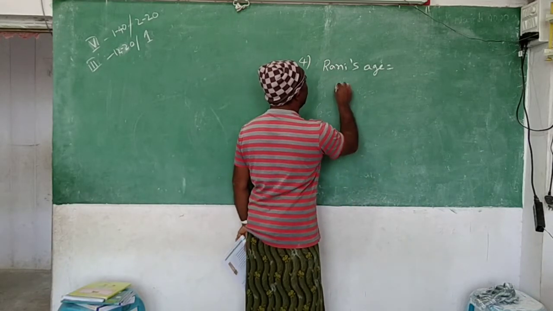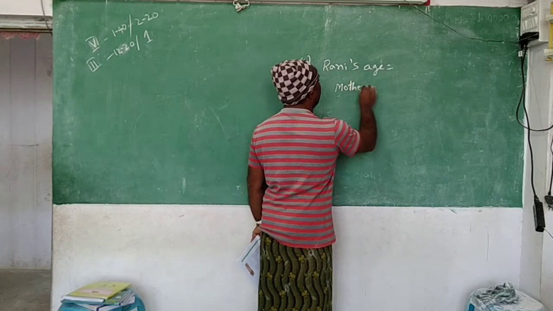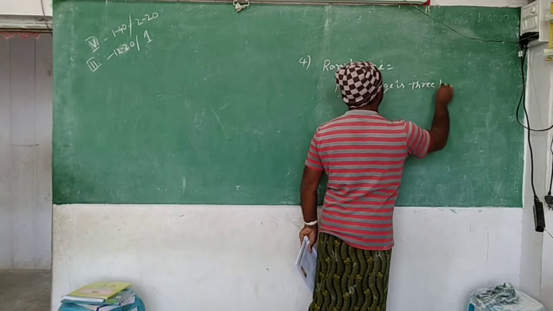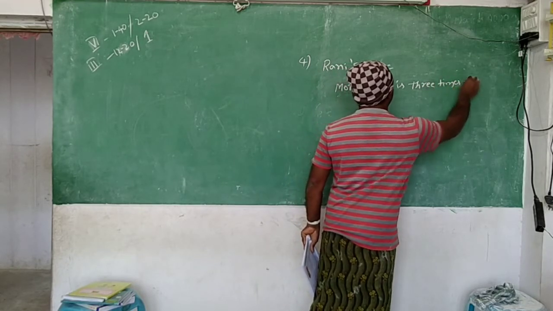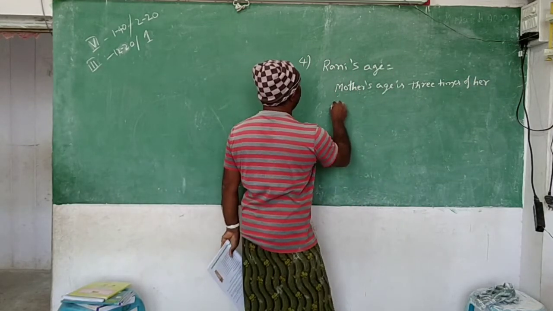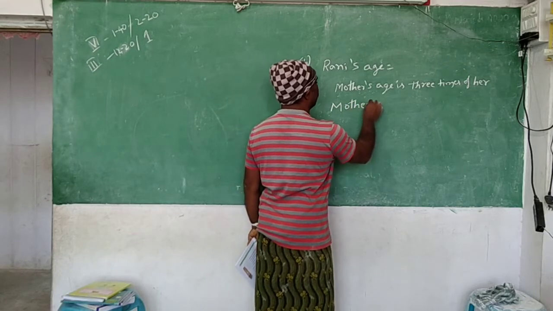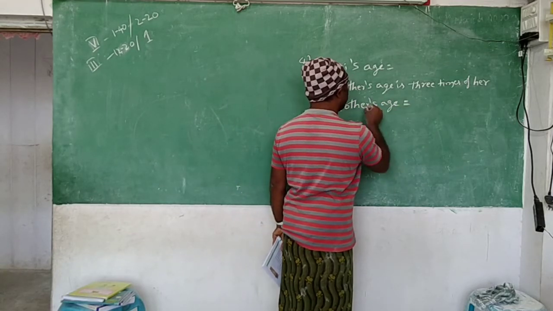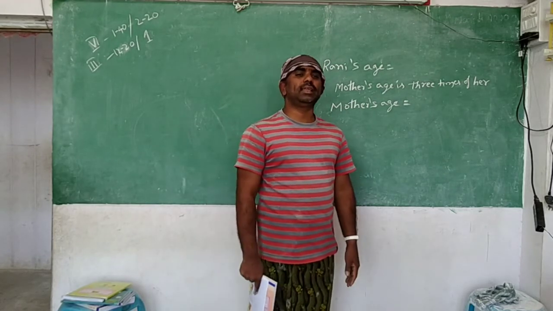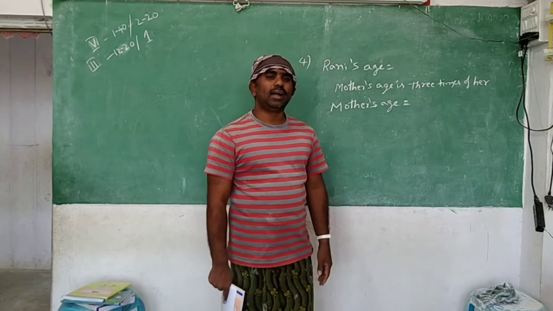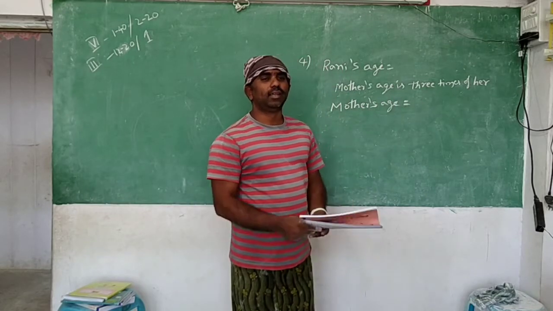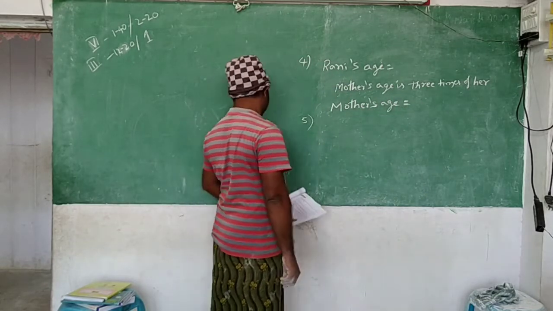After that, what do I write here? Mother's age is 3 times of her. So now what are you going to find? Mother's age. Means what should we do? What are the numbers you have to multiply? Very good. 9 into 3. Then you will get the answer. Okay. Now question number 5.